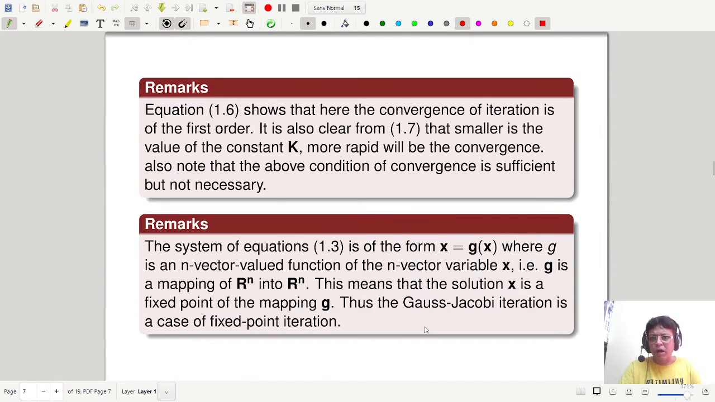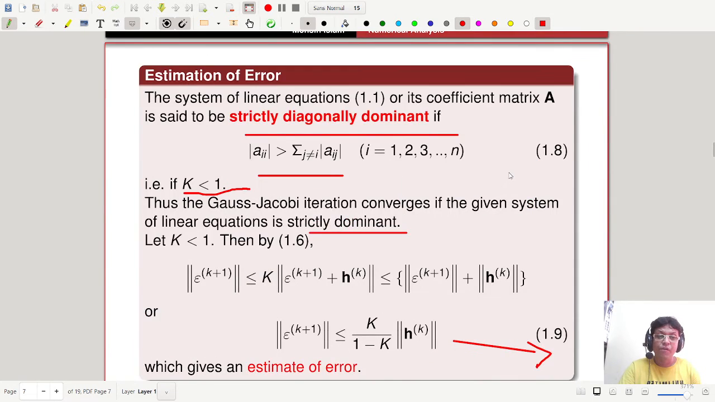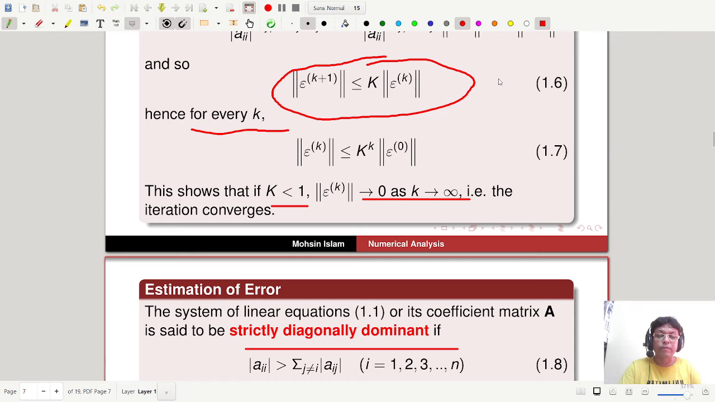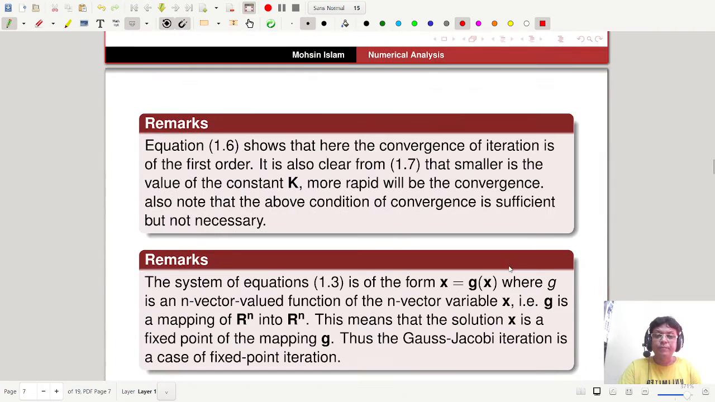Now we have some remarks. Equation 1.6 shows that the convergence of iteration is of the first order. It is clear from 1.7 that the smaller the value of the constant k, the more rapid the convergence will be. So if you have a much smaller value of k, the convergence of that system will be very fast.